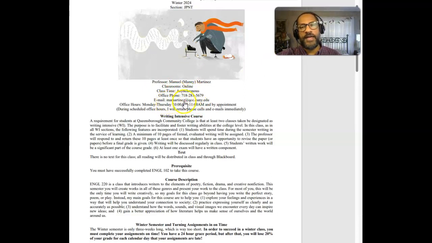You've got my email address. You can always reach me through email. That's probably one of the easiest ways to get in contact with me. Notice that my email address is MA Martinez. Most professors' email address is just the first initial of their first name. Mine is the first two initials of my first name. So it's mamartinez@qcc.cuny.edu, so you can email me there.